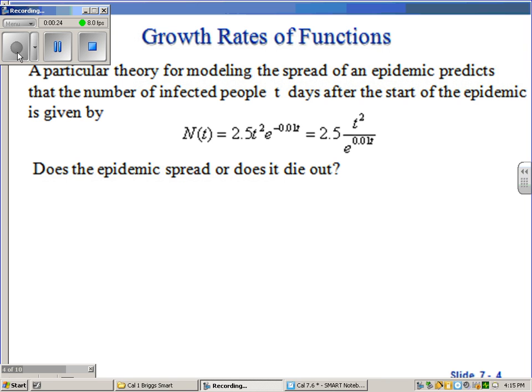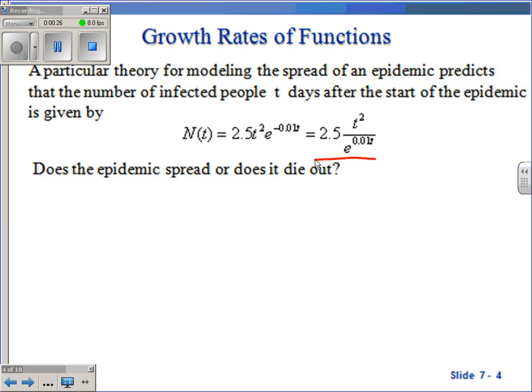Well, then what we'd want to know is what would the limit of this function be as t went toward infinity? So it'd be nice to know, how does the function t squared compare to the function e to the 0.01t? That's the basis for this last section, being able to compare functions that you're familiar with.